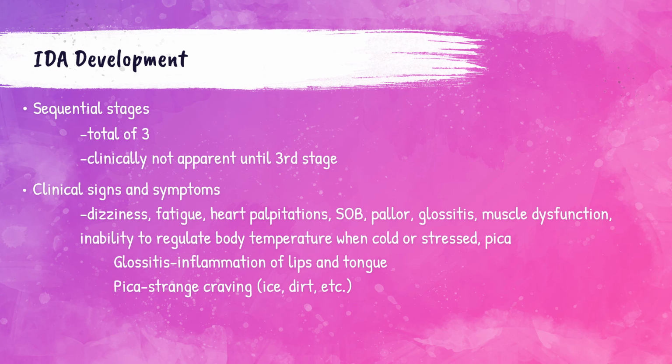Patients with stage 3 iron deficiency anemia can also experience glossitis, which is an inflammation of the lips and tongue, and something called pica, which is cravings for strange, non-edible things like dirt and ice cubes, things like that.